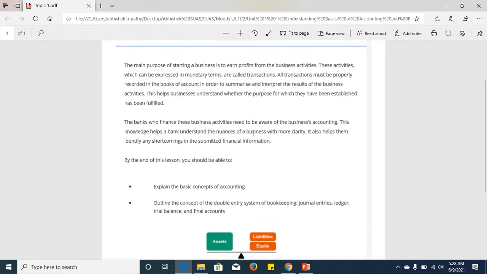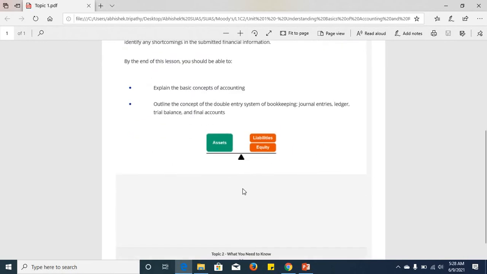First topic definitely talks about what is to be expected out of this chapter, this lesson. So by end of this lesson, you will be able to explain the basic concept of accounting. Most of you are already aware of it. Outline the concept of the double entry system of bookkeeping, journal entries, ledger, trial balance, final accounts. I don't think I need to explain this. We've been doing it for quite long now. You've already gone through basics of accounting course, and this shows the basic balance sheet equation that assets is equal to liabilities plus equity. So I think this is quite clear, right?